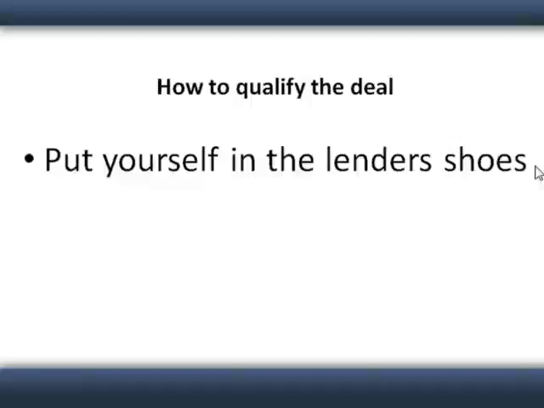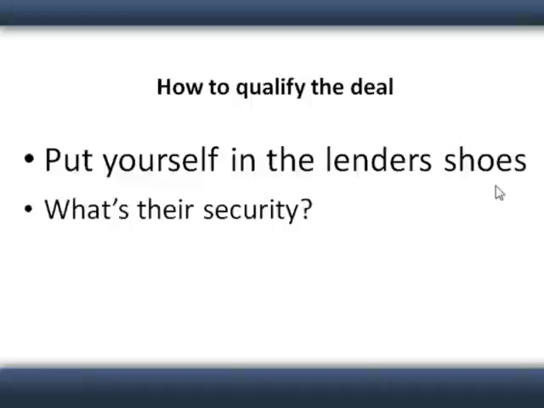So you want to put yourself in the lender's shoes. By doing that, you're going to ask yourself a very simple question: what's their security? And the security is you. Obviously, we've talked about that. It's the relationship with you. But in this case, the security is the property. The security is your understanding of the property, and you want to make sure that they're only getting the best deals, not just because you want to get a deal done, but because you want to make sure that it is a true win-win situation.